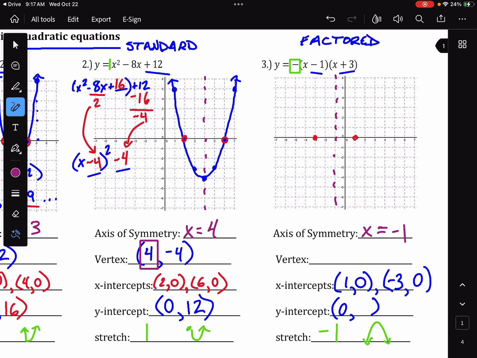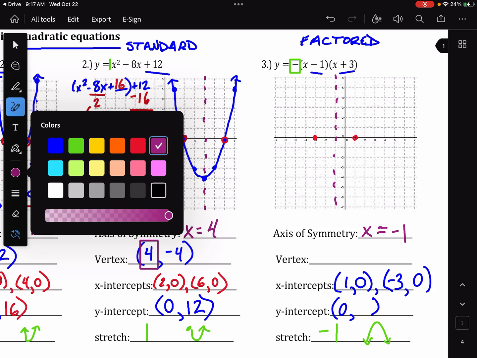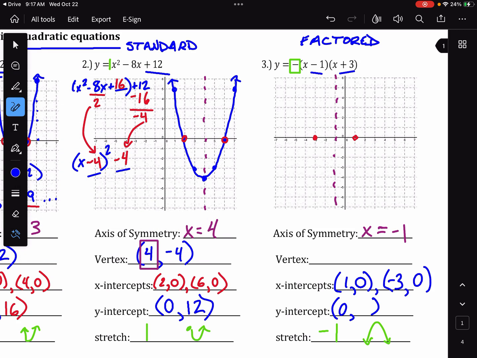Remember I said that your vertex x value and your axis of symmetry always match. So I know our vertex is at -1. I don't know where the y value is yet, but we do know that your vertex x value is at -1. So to find the y value, we can take that -1 and plug it in for x and evaluate.